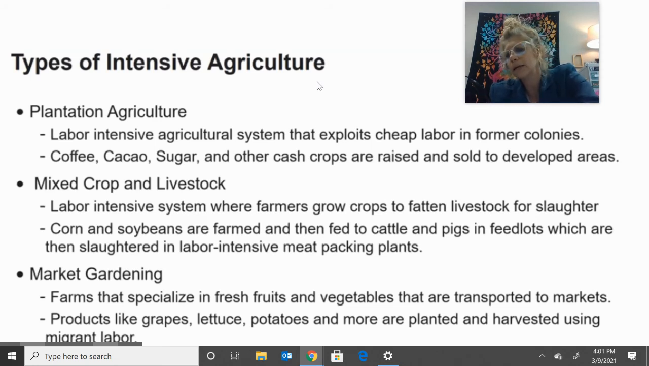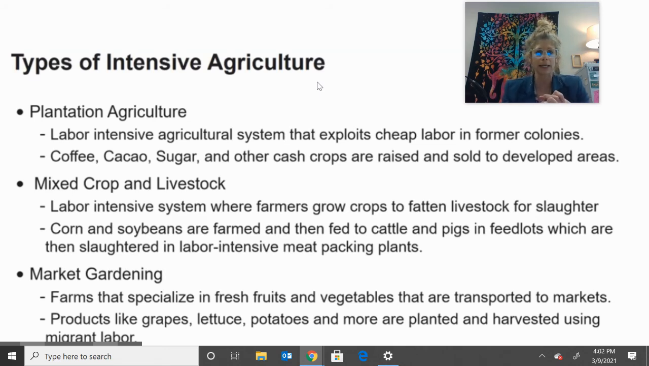All right, next is going to be mixed crop and livestock. And this is also labor intensive, where you have farmers growing crops alongside their livestock. Okay, and so that's an example of mixed crop and livestock. And so if you have animals that are eating grain or soybean, that's what you're going to grow as your crop.